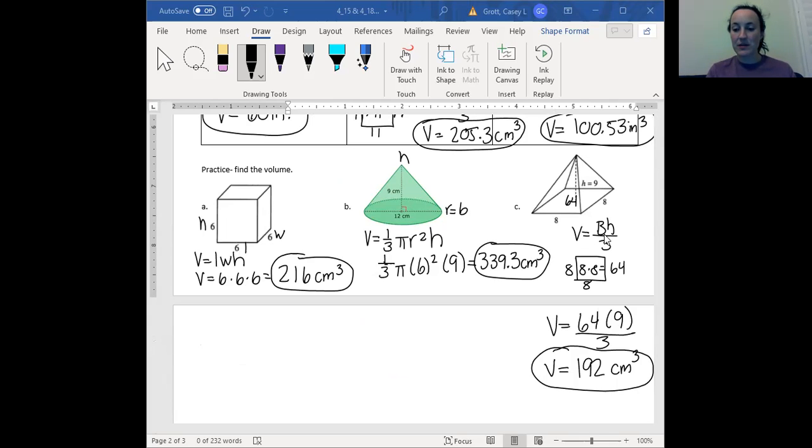Last one, my square pyramid. Here is my formula, base area times the height. My base area is 8 by 8. So 8 times 8 is 64. 9 is my height, all divided by 3. You can see over here it is typed in as decimals. We end up with 192 centimeters cubed.